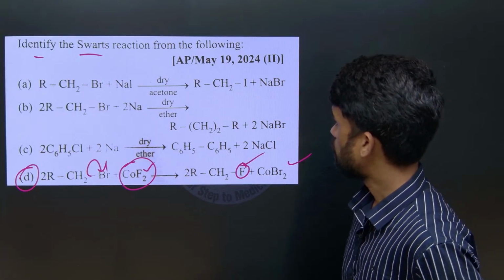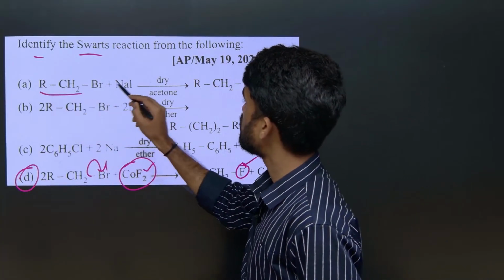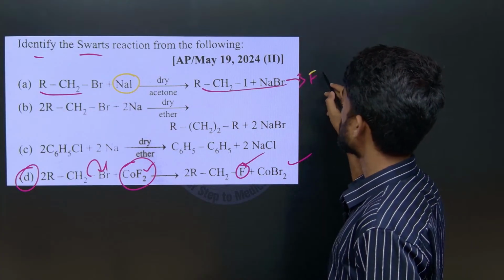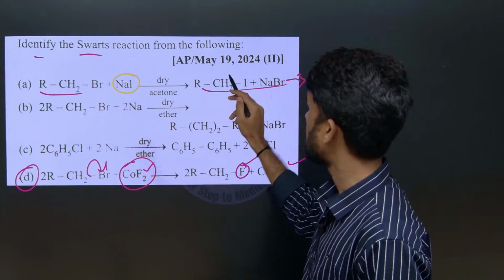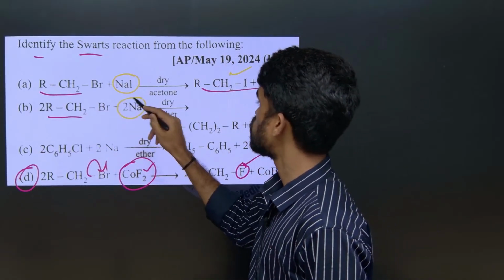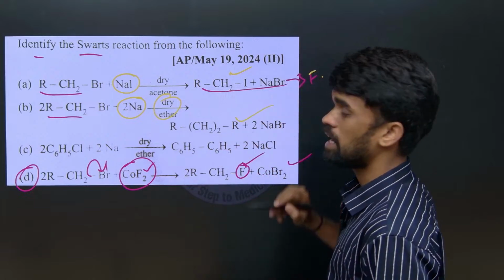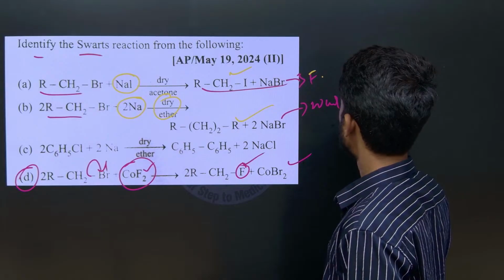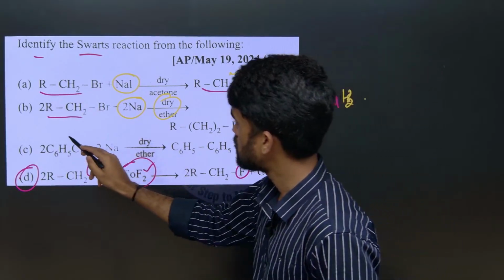Okay, next, what about this? See, alkyl bromide with sodium iodide. So this is the Finkelstein reaction, for alkyl iodide preparation. What about this? See, alkyl iodides when treated with sodium in dry ether give higher alkanes. This is the Wurtz reaction. And what about this?